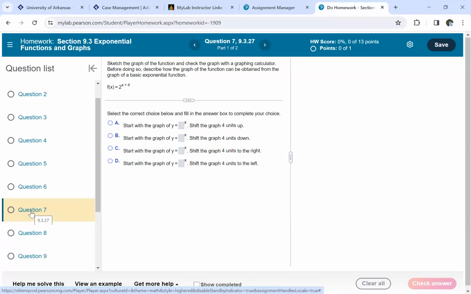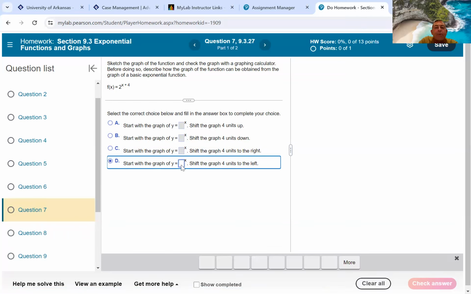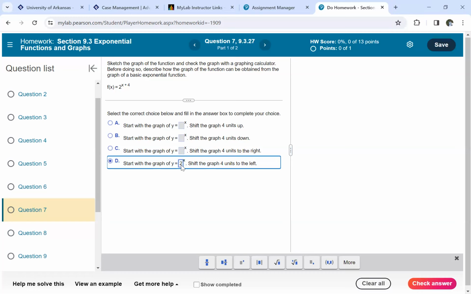But yeah, now these from 7 through 11, we got to figure out what these moves are doing. So let me show y'all on this one. I got f of x equals 2 to the x plus 4. Now, what's that plus 4 doing to my graph since I'm adding it to the x? It's going to move it to the left. So we come down here to D where it says it moved it to the left. Now you got to put the base in here. My base was the 2. So right, y equals 2. It's already got the x there. And then it's going to shift it 4 units to the left.